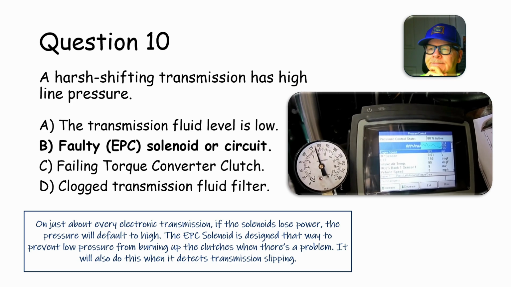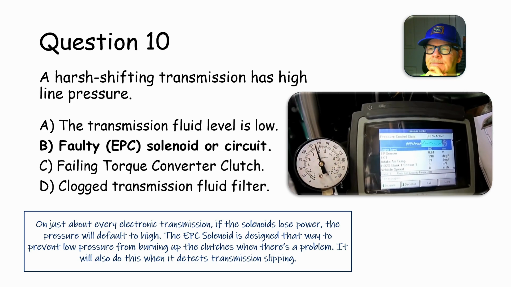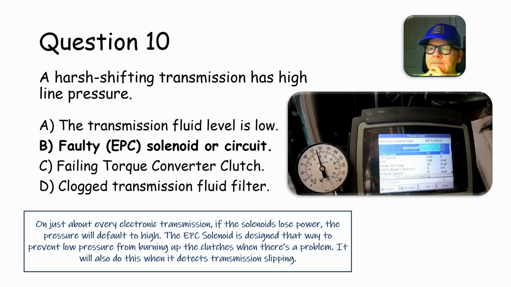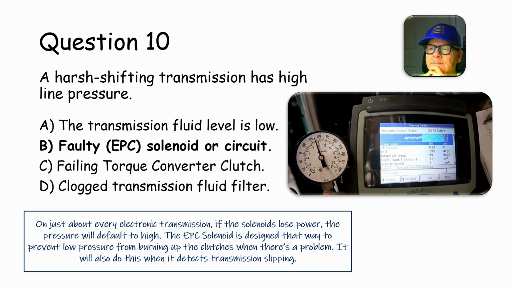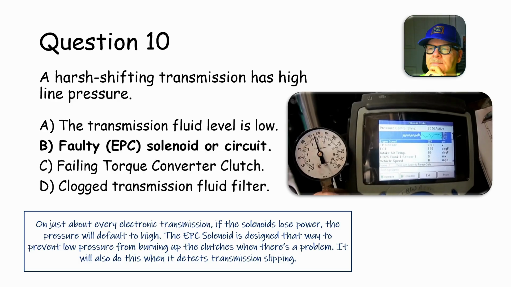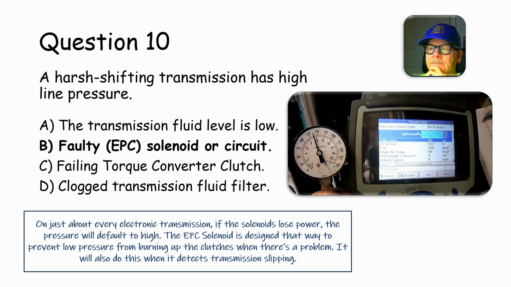Now, if you disconnected the power going to that solenoid, like the wire got cut, the pressure would go to 100%. It would be like it was 0% active, and the pressure would be really high to protect the transmission. And so that's what that's all about. That's a 99 GMC Sierra 4L60E transmission. So if you lose power to the pressure control solenoid, it's going to default to high. That's the point. The more power that's delivered to the pressure control solenoid, the lower the pressure will go. That's just a rule of thumb.